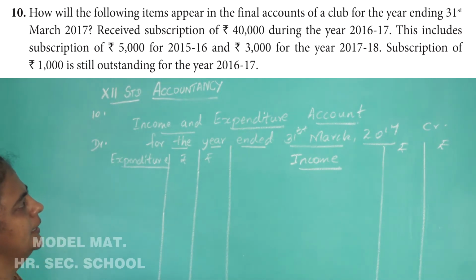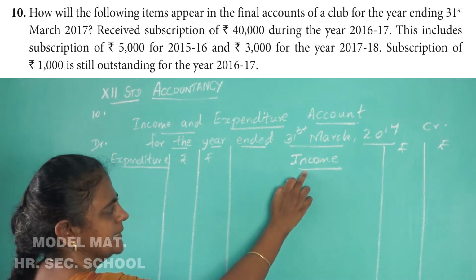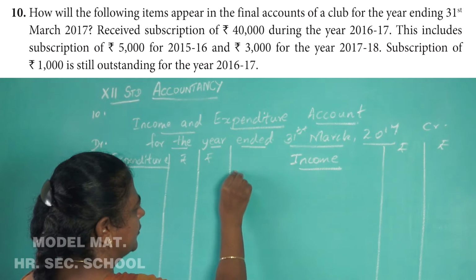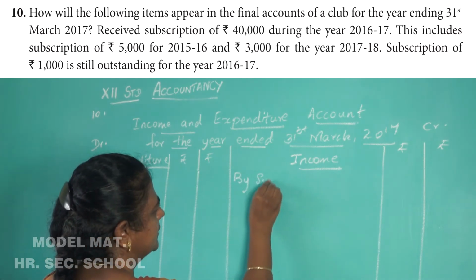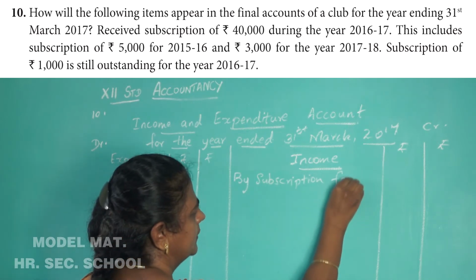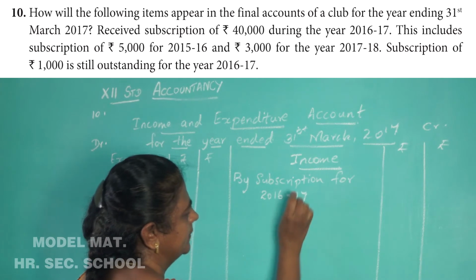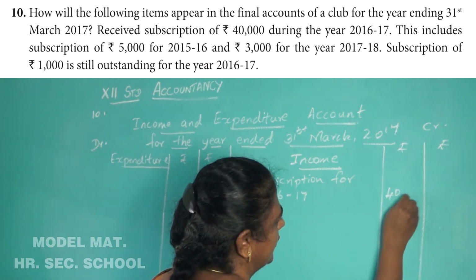Subscription for 2016-17 received is how much? 40,000. Subscription received is an income. So come here and write. For the current year, how much are you receiving by subscription for 2016-17? You have received 40,000.